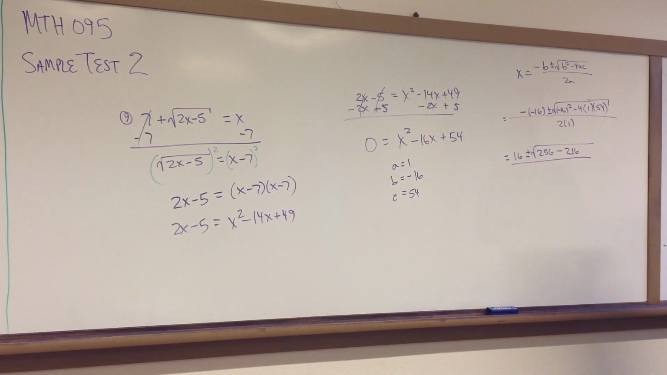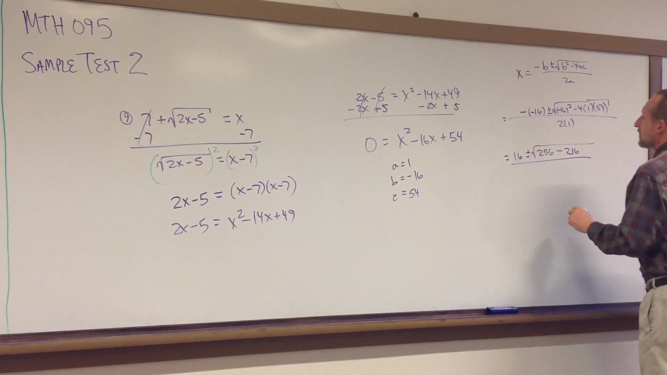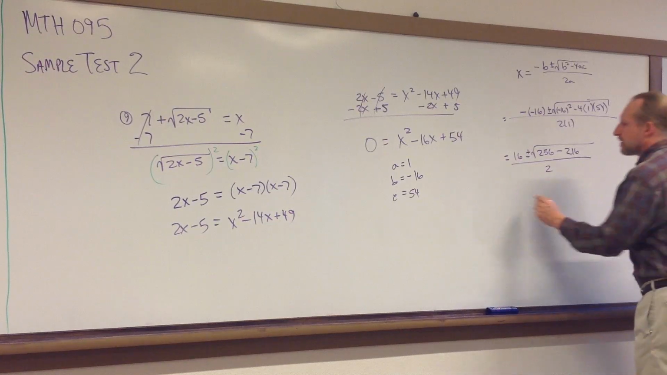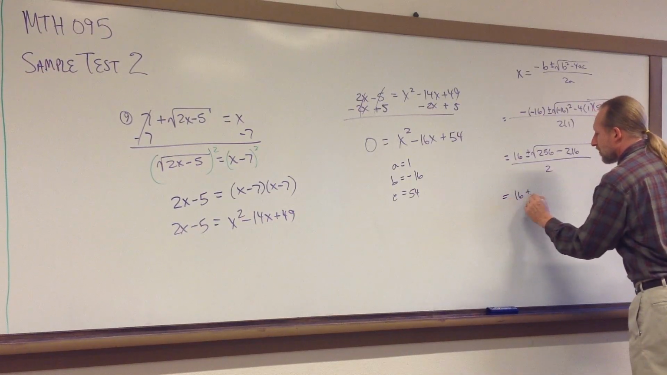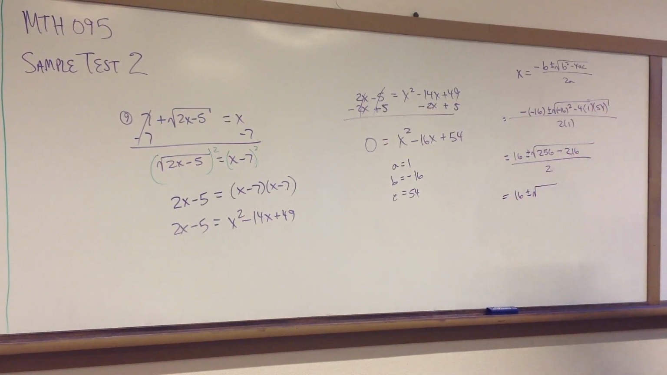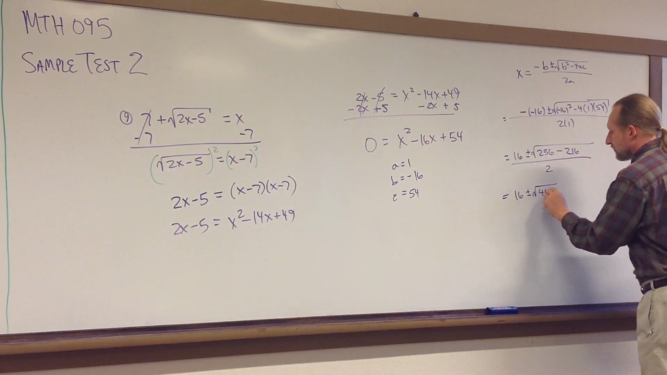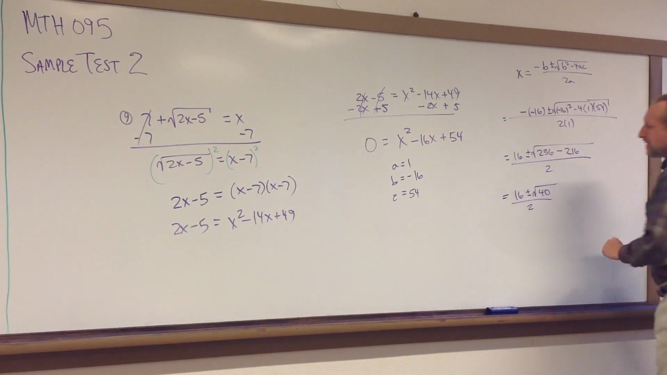Let's see here. Right. And then we've got a 2 on the bottom. So inside here, what are we going to get? We're going to get 40. 256 minus 216 is 40, divided by 2.